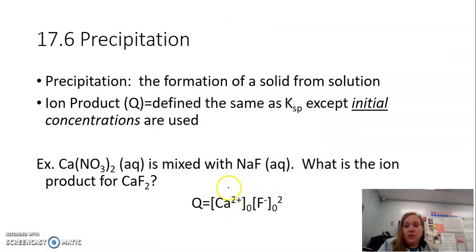All right, and in the next video, I will continue with the notes looking at precipitation reactions and determining when a precipitation reaction will happen, when the precipitate will form, when it will not, that sort of thing.